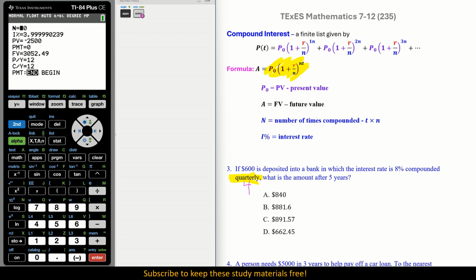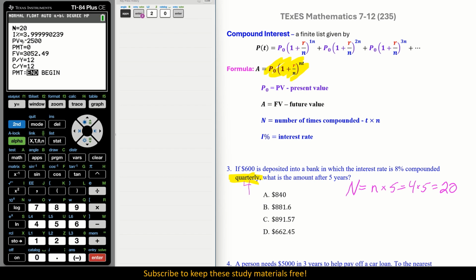All right. What do we need? First, N is always your total compounding. And that is going to be your number of times compounded times the years. For this situation, that's quarterly, which is 4. That's 4 times the 5 equals 20. So N will be 20. Here, let me get rid of that so we can see. Okay, so we're going to enter 20 for our N.